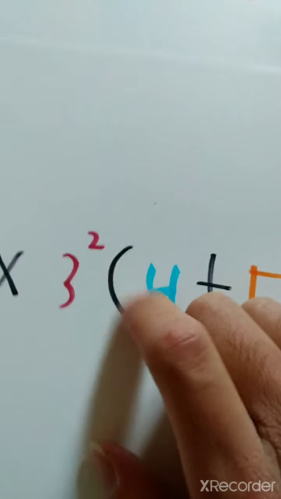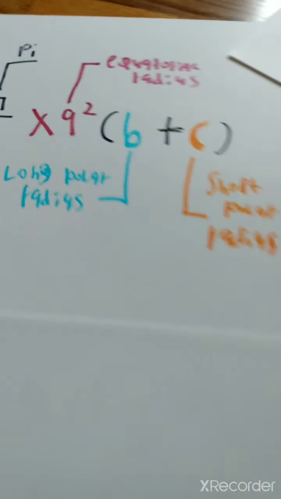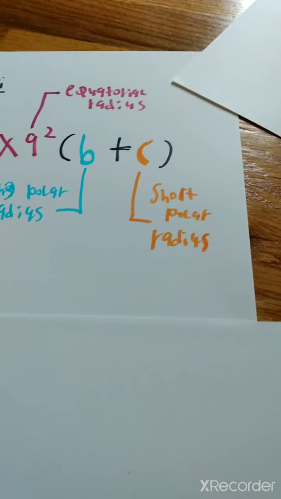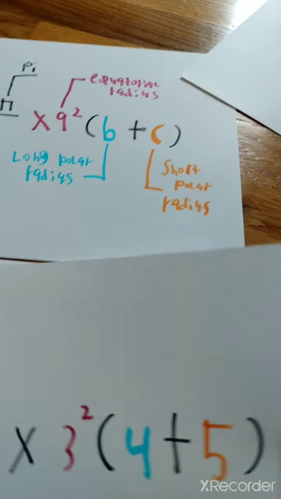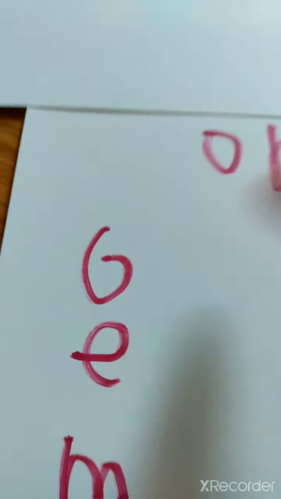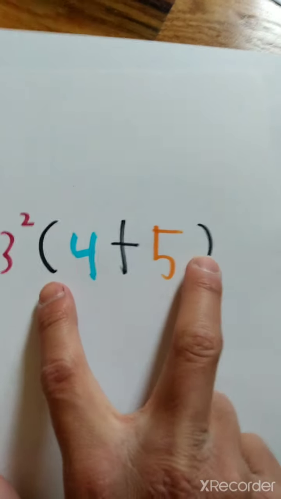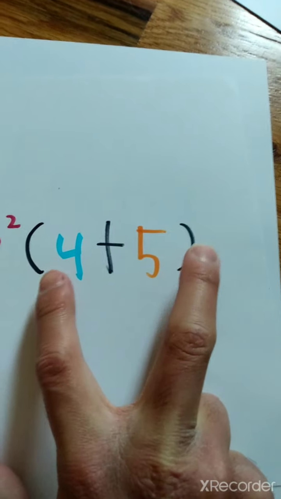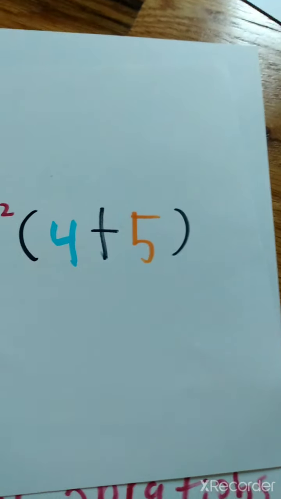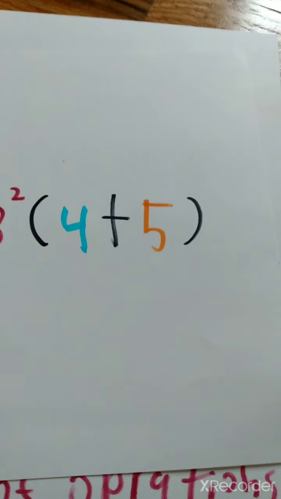Three squared represents the equatorial radius, 4 represents the long polar radius, and 5 represents the short polar radius. So, if we take a look at order of operations, our first step is to do groupings. That's what the G means. Groupings means that they're in parentheses. They are grouped together. So therefore, we're going to have to add these two. So 4 and 5 make 9.